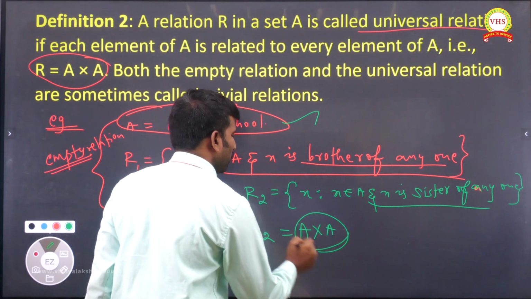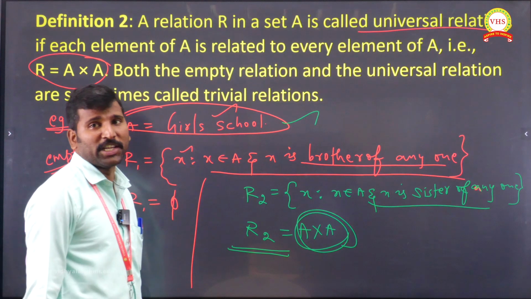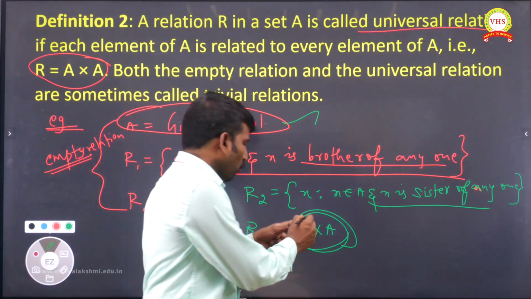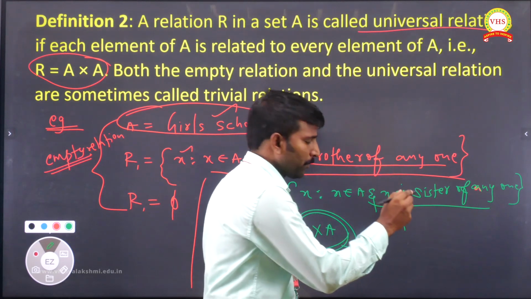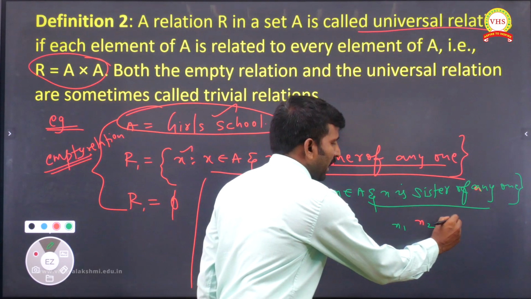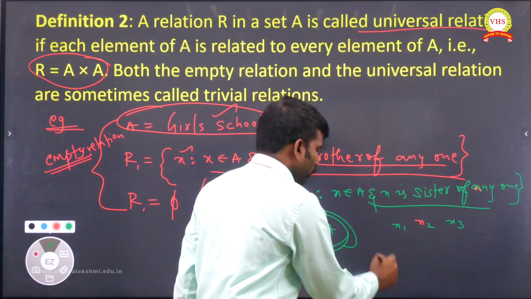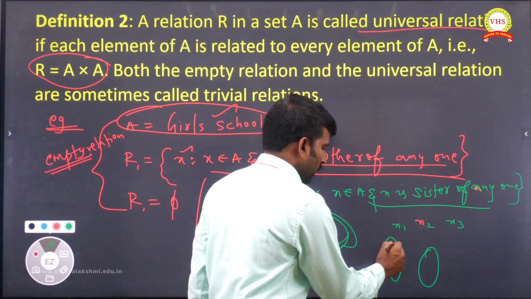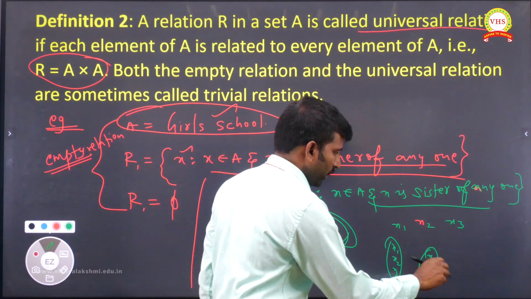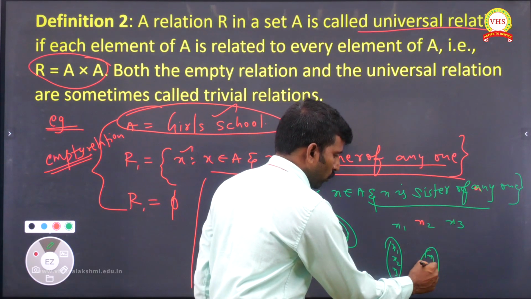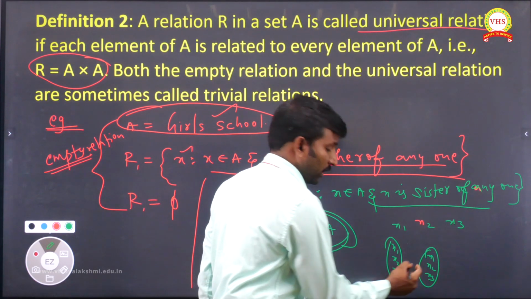The full Cartesian product will be equal to the relation R. What is the Cartesian product we will be doing? Suppose x1 is one girl, x2 is one girl, x3 is one girl. When you do a relation with this, here we have x1, x2, x3, as I am showing in the arrow diagram.